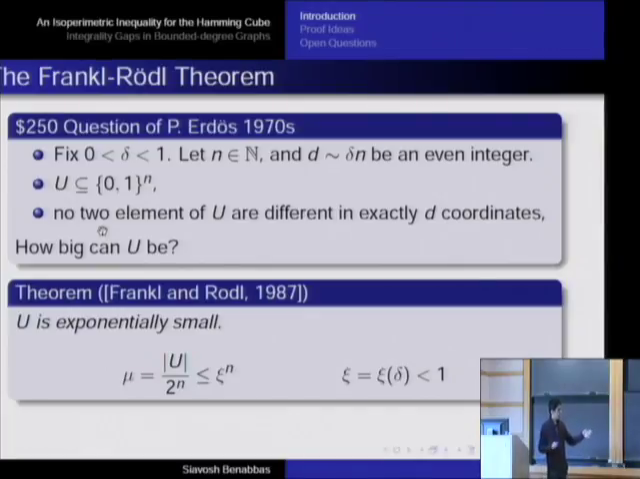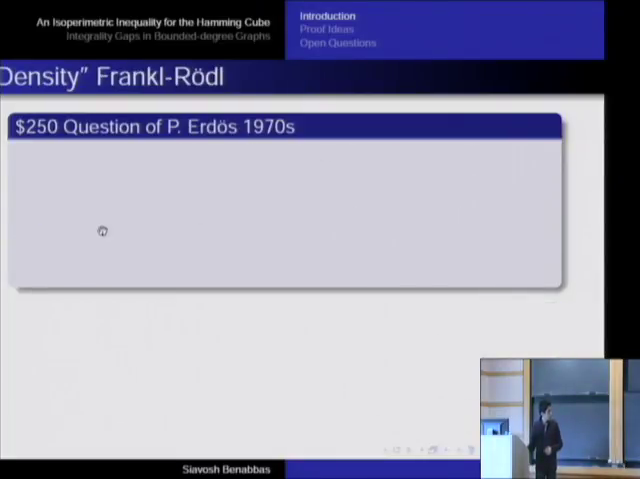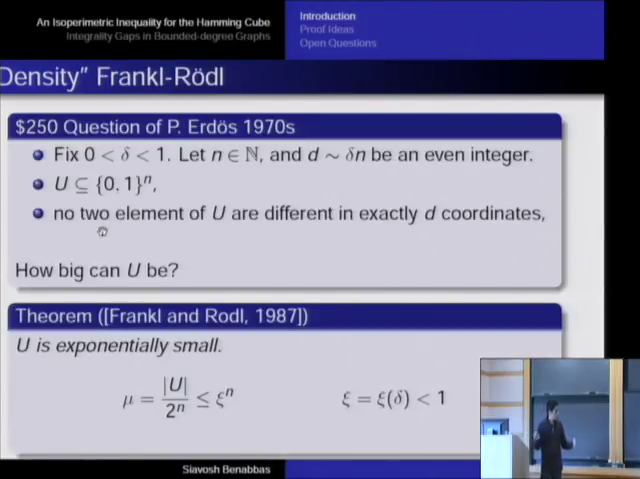Now, Frankl and Rodl solved this problem, and in fact, even a stronger form. They showed that the conjecture is correct, and the set U has to be exponentially small. So the size of U divided by 2 to the n, the set of all the strings, has to be less than or equal to some x_c to the n, where x_c is bounded away from 1. So the problem we study is kind of a density version of this.